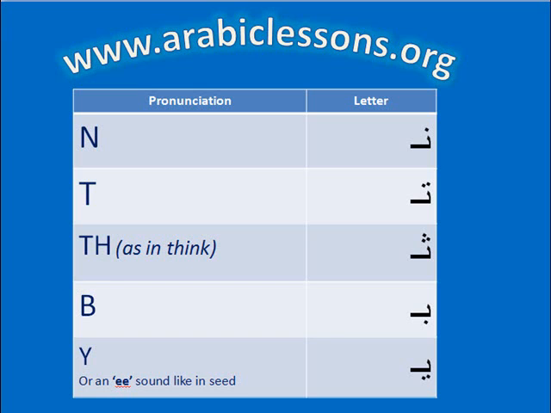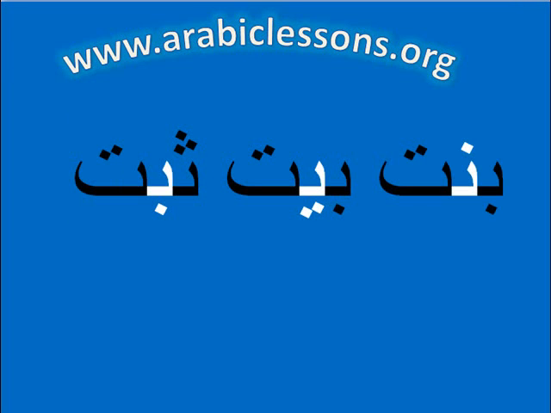If the letter has 1 dot below it, it will be b, okay? If the letter has 2 dots below it, it will be a y sound like yet, or it would be an e sound like meet or sleep, okay? So let's go back to the words and try deciphering them.